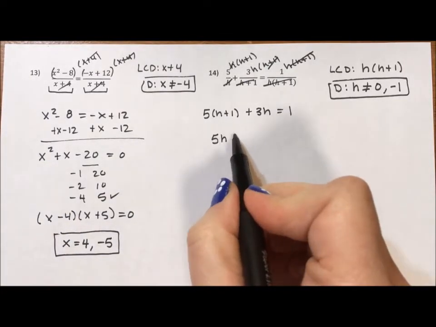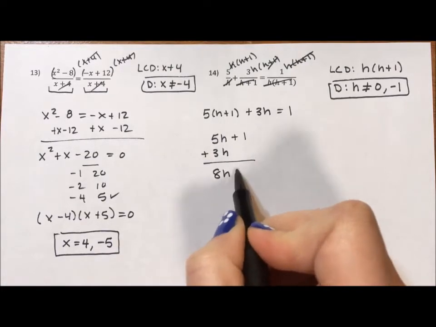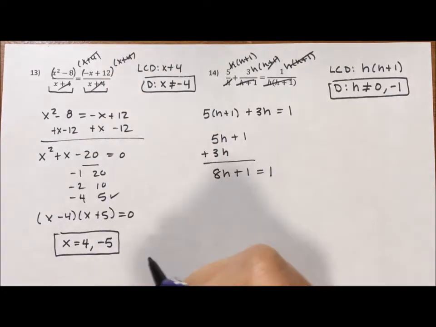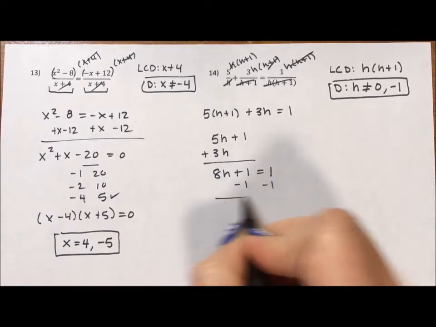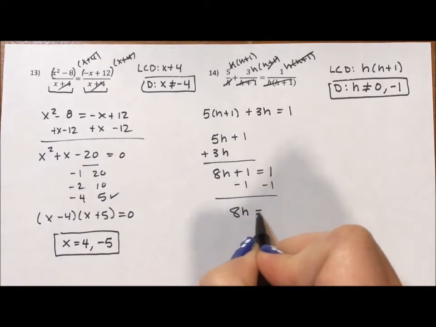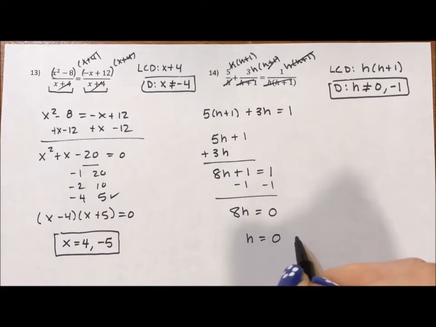Let's see, 5 times h plus 1, plus 3h, is 8h plus 1 equals 1. So we subtract 1 from both sides. We have 8h equals 0. So h is equal to 0.